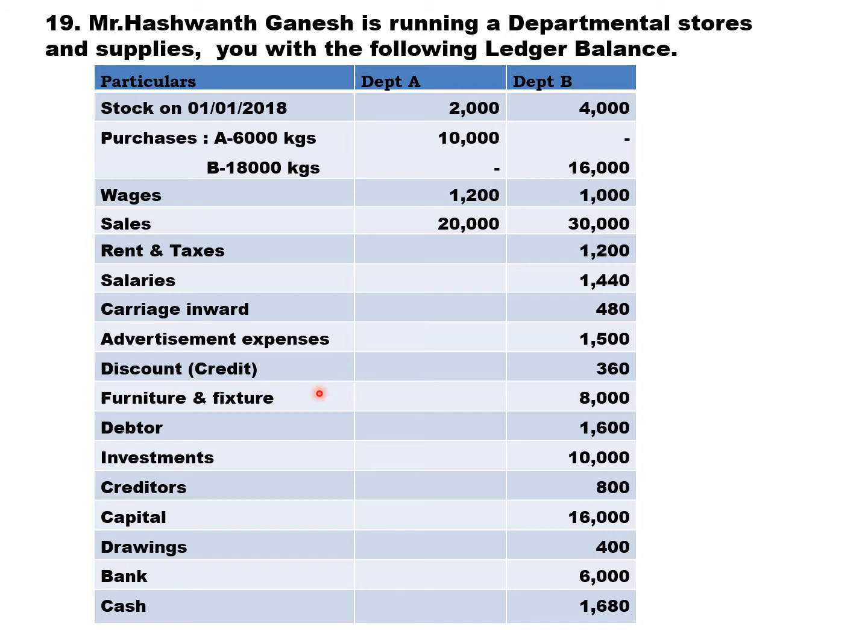Furnitures and fixtures will come in balance sheet. Debtor will come in balance sheet. Investment will come in balance sheet. So students, creditor will come in balance sheet, capital will come in balance sheet, drawings will come in balance sheet, bank balance sheet, cash will come in balance sheet.